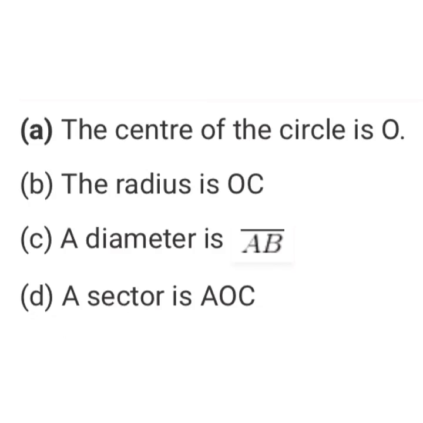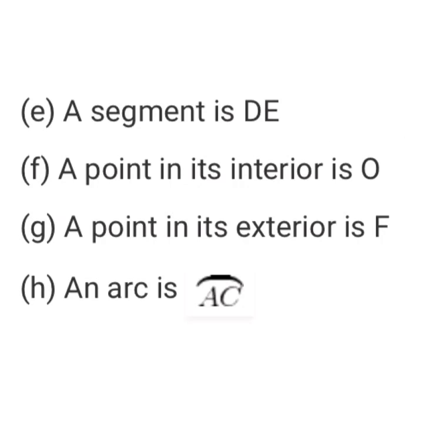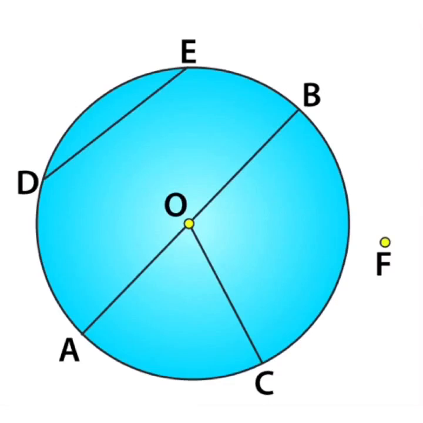Children, I will repeat. The center of the circle is O, radius is OC, diameter is AB, a sector is AOC. Segment is DE or ED, point in the interior is O, point in the exterior is F and an arc is AC. Children, here I gave you OC as radius, but you have 2 more radii, that is OA and OB.